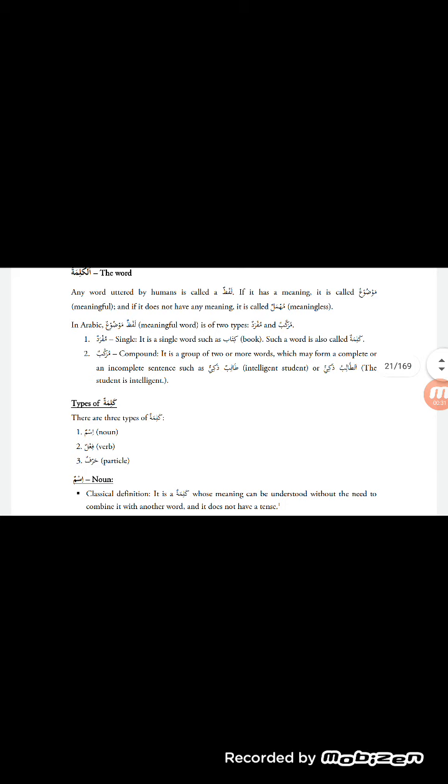So any word uttered by humans is called a lafz. If it has a meaning, it is called mawdu', meaningful, and if it does not have any meaning, it is called muhmal, meaningless. Any word you utter, we will say it is a lafz. An uttered word is known to be a lafzun, and it has a meaning also.